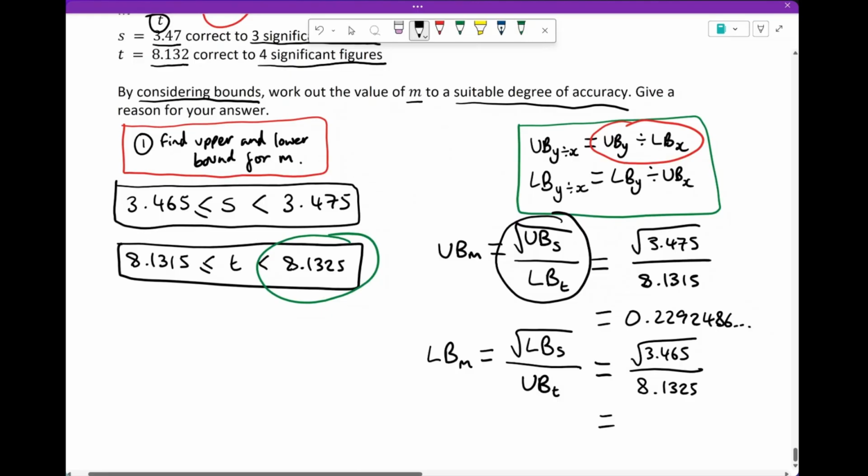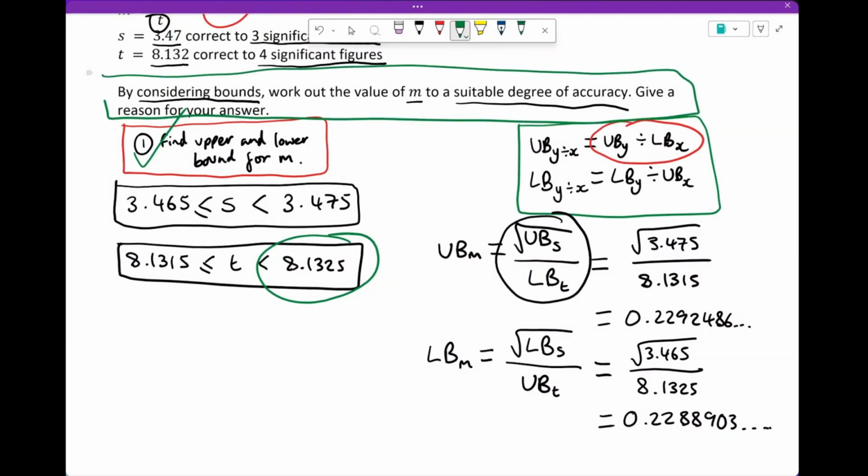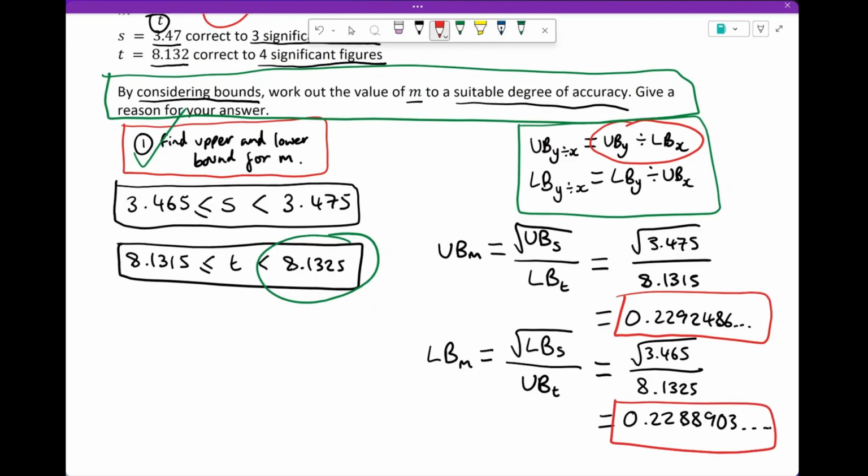And then we're going to put that calculation into the calculator. And we would get 0.2288903, and I'll just put a dot, dot, dot to indicate the number does keep going. That should be enough digits to help with the question. So we've completed step 1, which is to find the upper and lower bound for M. What we now have to do is this part of the question here. It says by considering bounds, so we have to consider these two values that we have just identified. We have to work out the value of M to a suitable degree of accuracy. So based off these two numbers, what would be a suitable value to represent M?